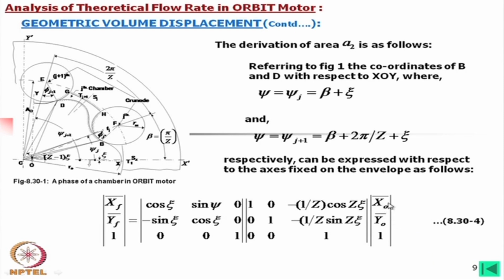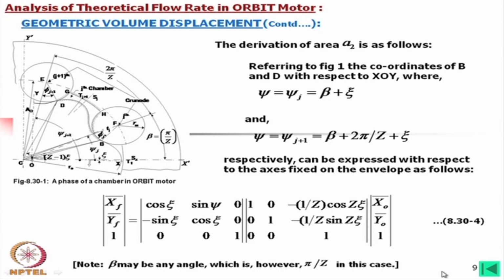So, this is being transformed from the original coordinates that we have calculated with respect to the reference frame. First of all, we have to calculate these two and then we will transform in this coordinate system. Next, here I have mentioned this beta may be pi by z or any other angle, only we have to take care of the proper geometry.